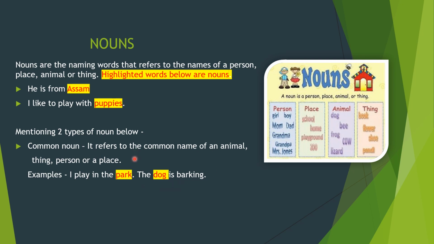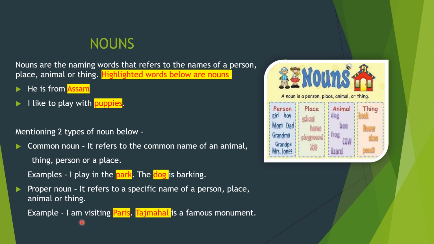The next example is: the dog is barking. Now, for the animal dog, I haven't specified its specific name. That's why dog is a common name for all the dogs, so it is a common noun. Similarly, a proper noun refers to a specific name of a person, place, animal or thing. We have already seen: he is from Assam. Now Assam is a state name. Similarly, I am visiting Paris. Paris is a city name. Taj Mahal is a famous monument. It is a special name of a monument. So Paris and Taj Mahal both are proper nouns.